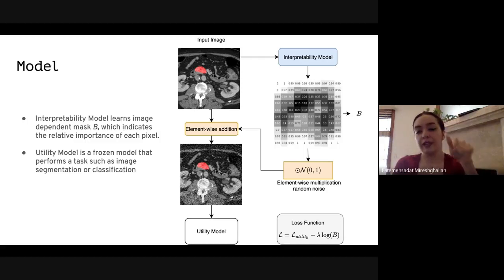Anyway, we trained this whole pipeline, and after many iterations, we see that it's starting to figure out what is important. If it blacks out or noises out certain pixels, then the utility model is not working anymore. Once we have this trained, we freeze the interpretability model and we freeze the scales, and from that point on, we just pass any image through the interpretability model, multiply it by the scales, and then feed it to the utility model. And then we know that we're getting good accuracy.